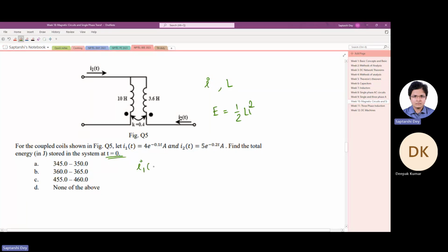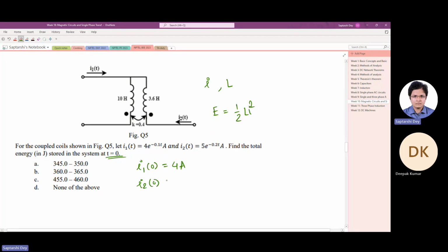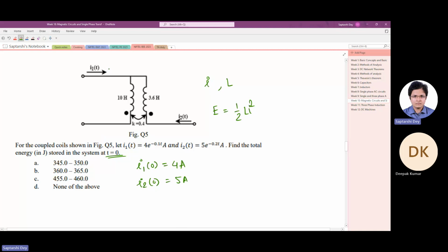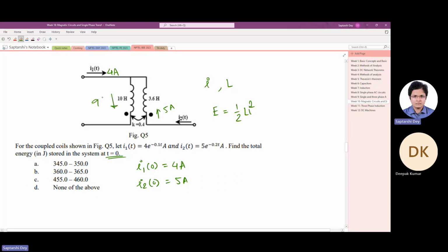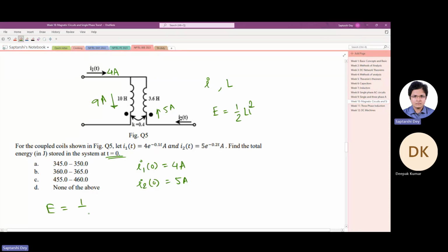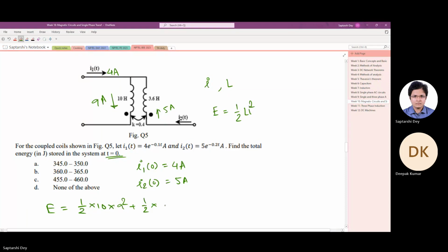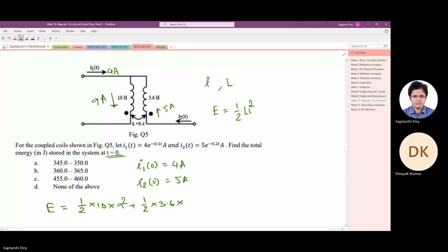So I1(0) is definitely 4 ampere. Just put t equals 0, e to the power 0 is 1, and I2(0) is 5 ampere. So at t equals 0, 4 ampere current is flowing in this direction, 5 ampere is flowing in this direction, so total 9 ampere is flowing in the 10 Henry inductor and 5 ampere through the 3.6 Henry inductor. So the total energy is half L I squared plus half L I squared. Whatever you get, that much joule will be the answer. Any doubt?